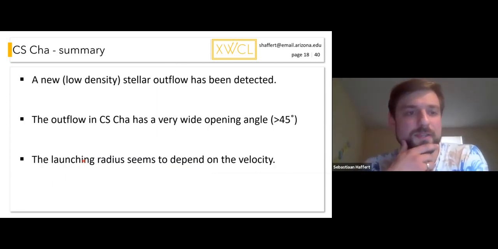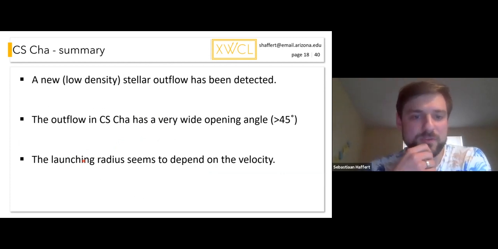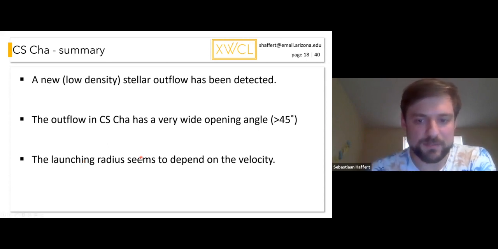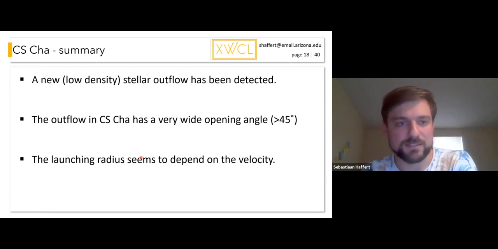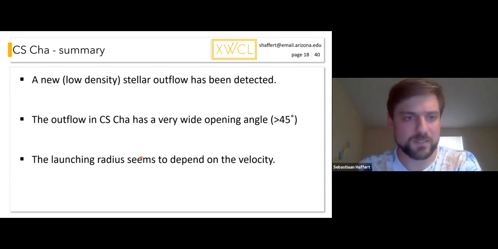So in our CT-CHA summary, we have detected the new low density stellar outflow. It has a very wide opening angle, about 45 degrees. And the launching radius seems to depend on the velocity in this system.